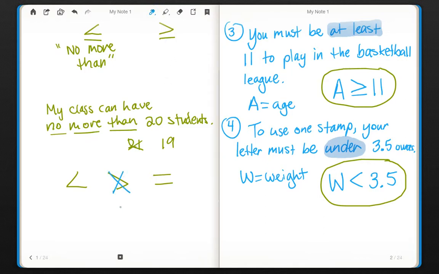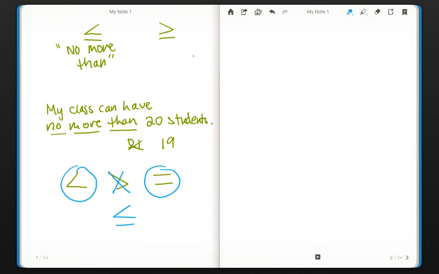Cross out the greater than, so I'm left with less than and equal to, so I can combine those into less than or equal to. No more than, less than or equal to. Okay, then there's another phrase that's no less than. Maybe, oh, what could we say?